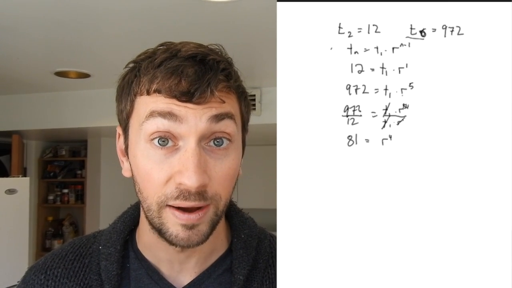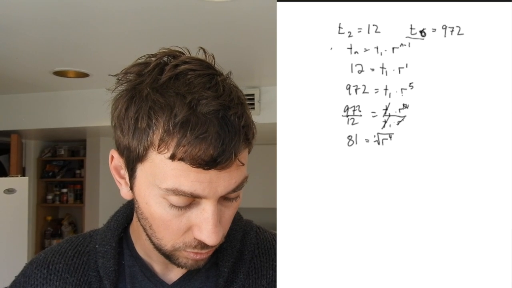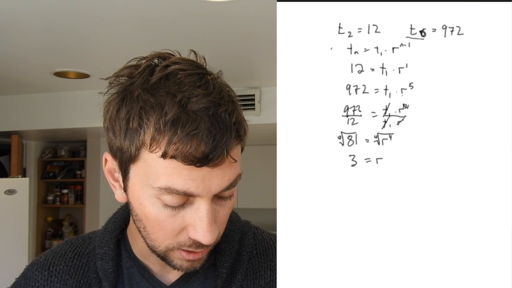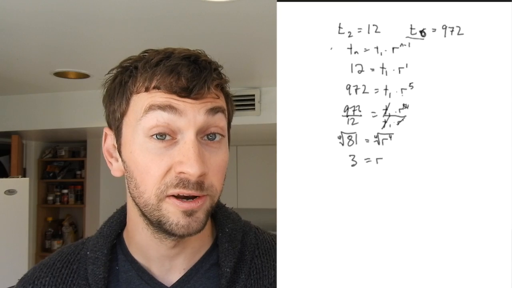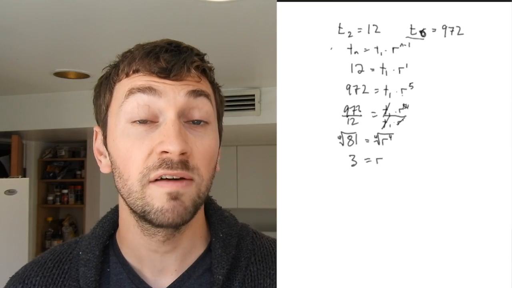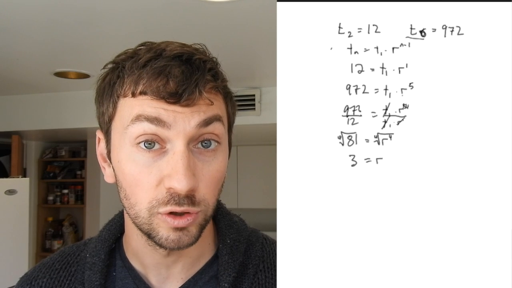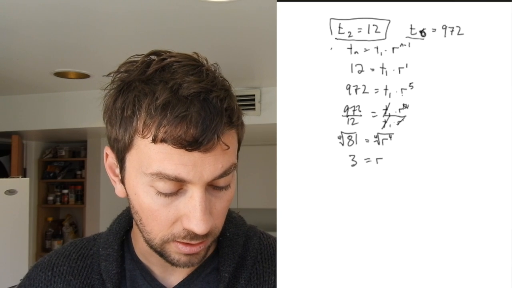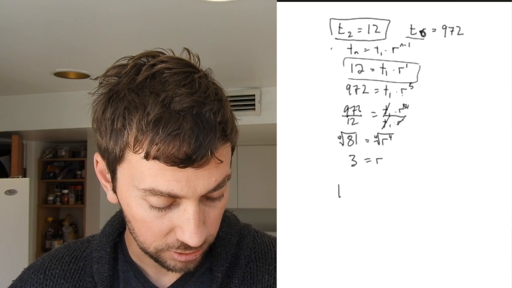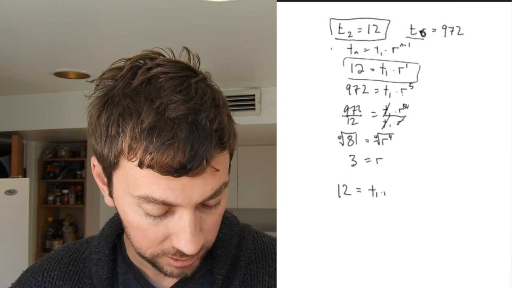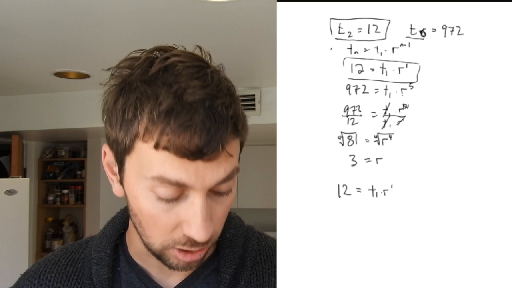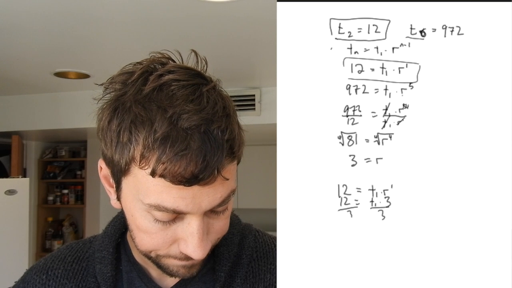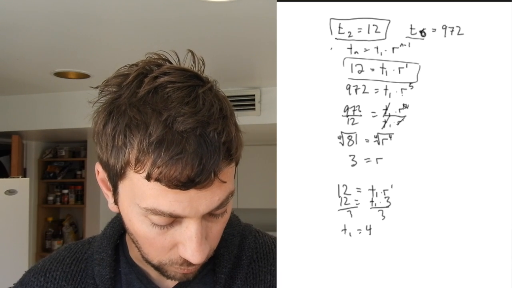That doesn't look too complicated now, actually. I go quad root each side, and I get 3 equals R. And you can put that in your calculator to check me. So I now have R, and I also want the first term, T1. So I'm going to use T2 in this equation here. So 12 equals T1 times R to the power of 1. But I now know R, so 12 equals T1 times 3, and I divide by 3, so T1 equals 4.